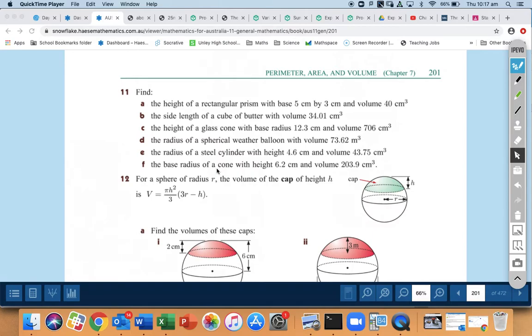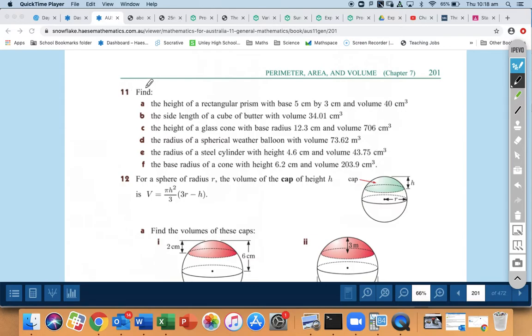Okay, so we're looking at 7E Part 2, Question 11. Just be aware that not all of the questions in this book are in the course, so make sure you're referring to your course outline. Question 11 is in the course. So this is 7E Part 2, Question 11.